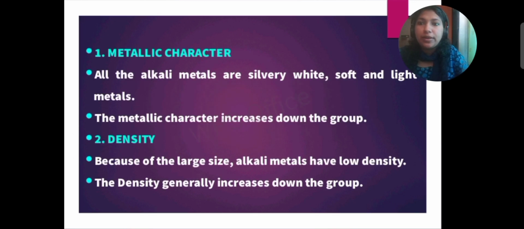Then the physical properties of alkali metals. Metallic character: all the alkali metals are silvery white, soft and light metals. The metallic character increases down the group, since metals lose electrons and alkali metals are electropositive metals. The density: because of the larger size, alkali metals have a low density. The density generally increases down the group. Both the metallic character and the density increase down the group.